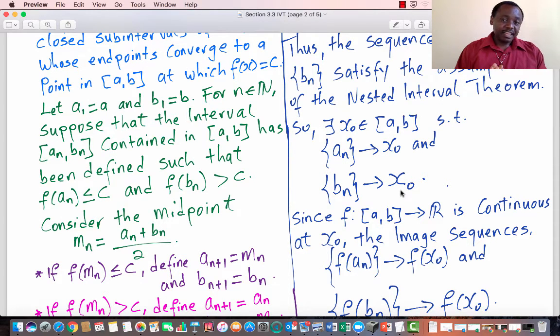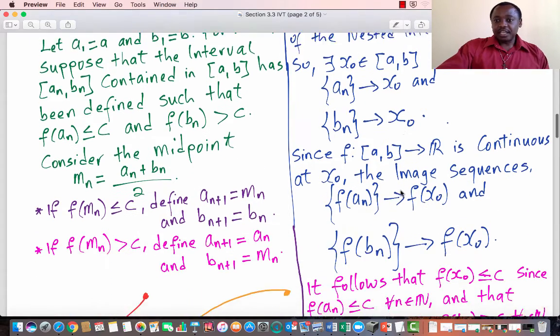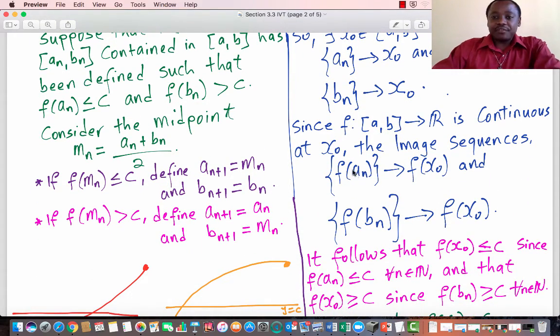But wait a minute. F is continuous on the closed bounded interval AB. x0 is from AB. Therefore, F is continuous at the point x0. And by the sequential definition of continuity, we can say that f of an converges to f of x0 and f of bn converges to f of x0.